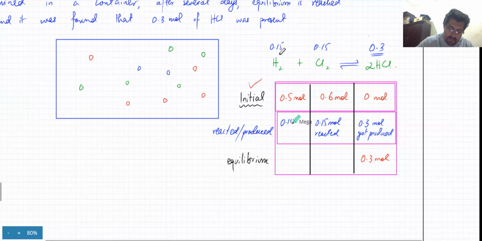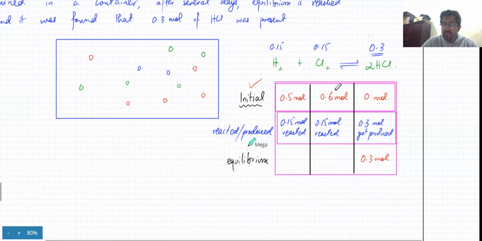And over here as well, 0.15 moles must have reacted. Hopefully this is clear. 0.3 moles got produced, so 0.15 moles must have reacted. The middle column is the one for noting down what's reacting and what's getting produced.